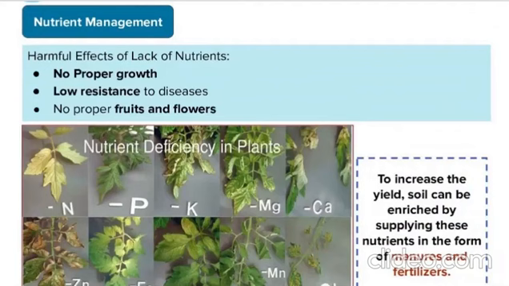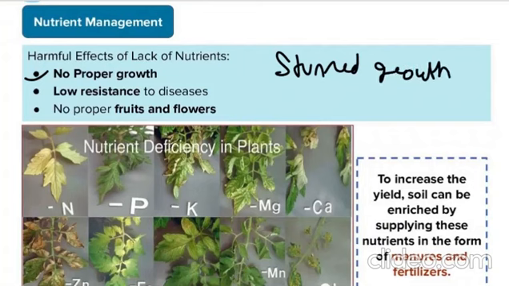Now, what are the harmful effects of lack of nutrients? When plants are not given proper nutrition, what happens? First, no proper growth; they will have stunted growth. Then low resistance to diseases. Any disease may easily harm the plant. And the fruits and flowers will not be proper, no proper fruits and flowers.